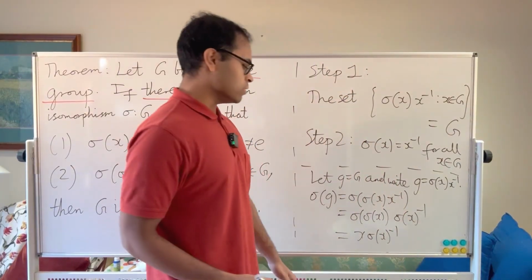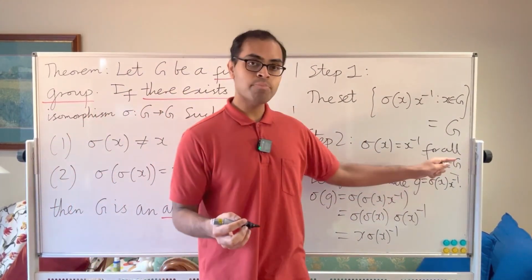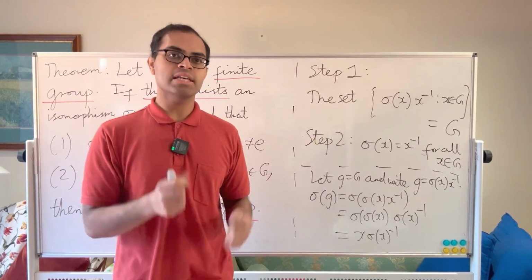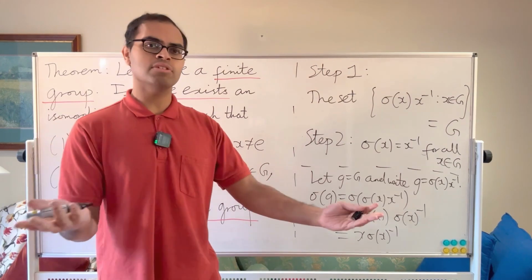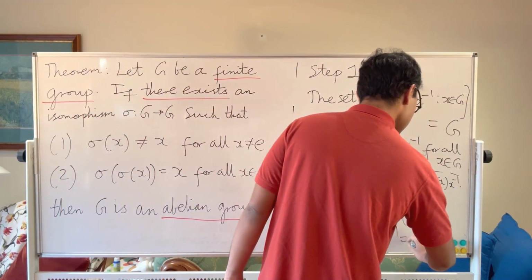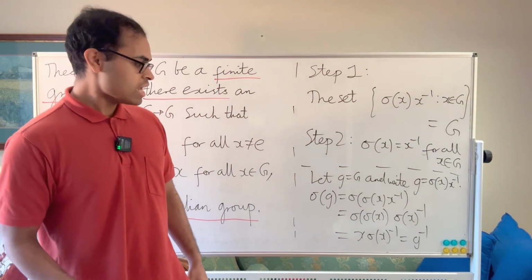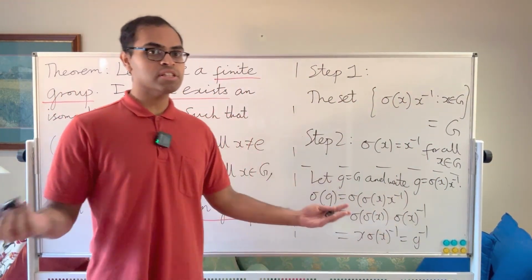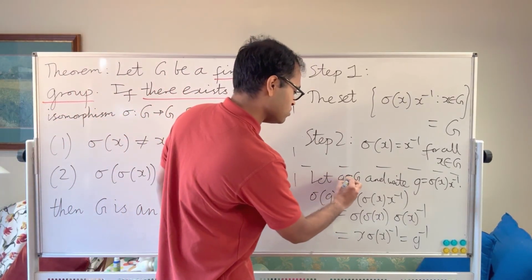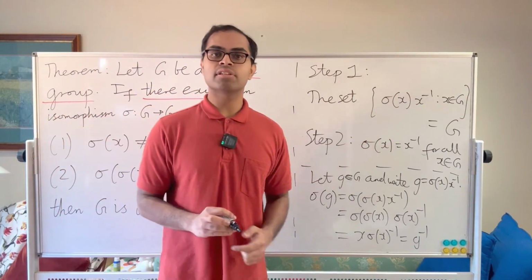But here's something cool. What's the inverse of g? If you invert a product, remember the order changes in groups: gh inverse is h inverse g inverse, just like with matrices. So this is going to equal g inverse, sigma of x times x inverse, inverted. And therefore sigma of g is equal to g inverse for all g in G, since g was arbitrary. Sorry, it should be like that. And so we know that sigma of x is x inverse for all x in G.